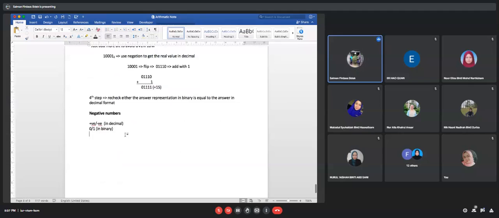So let's say I want you to represent 8 base 10. This is the first question, very simple. 8 base 10 in binary. Sorry, negative 8, because we learned about negative already. So negative 8 base 10 in binary. What is the first step?